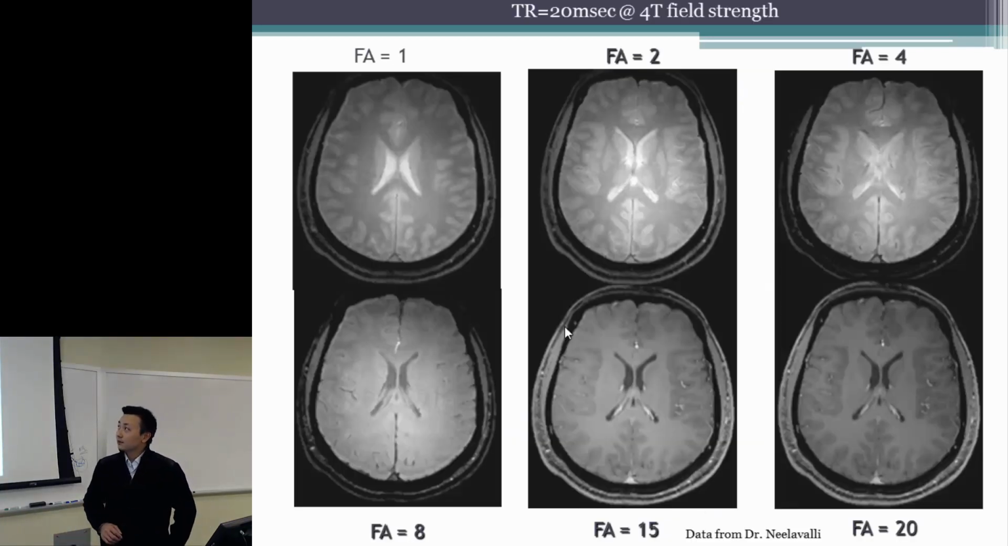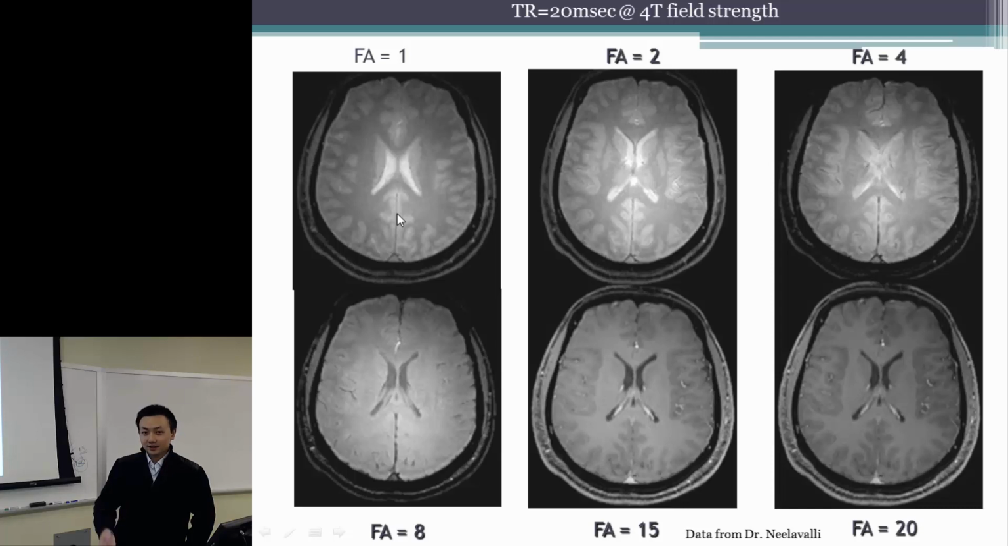Okay, so here are some examples that we collected on our 0.4 T MRI scanner, which is now already gone. Here is a flip angle of just 1 degree. Even though this is a very, very low flip angle, we can still see quite a good SNR in this image.